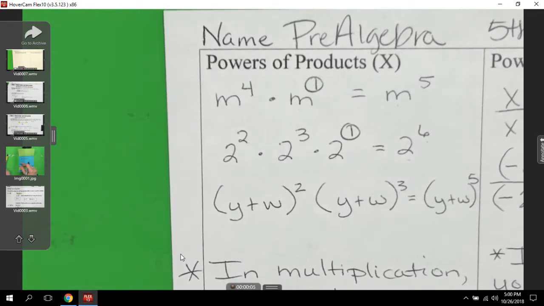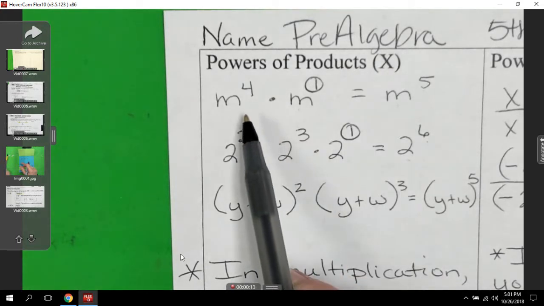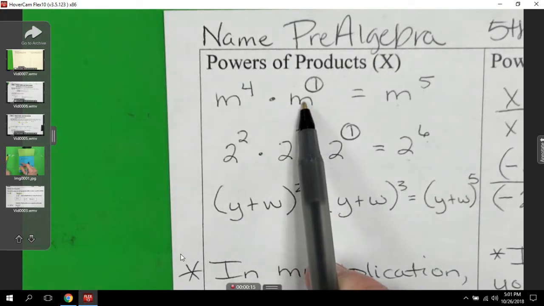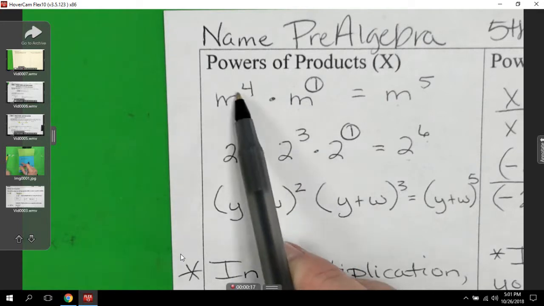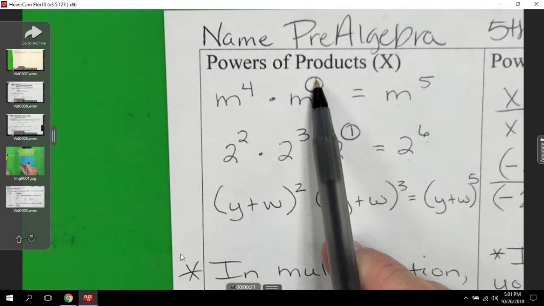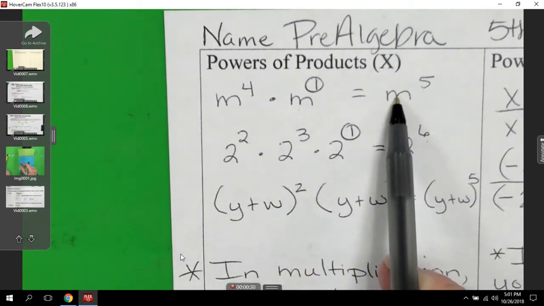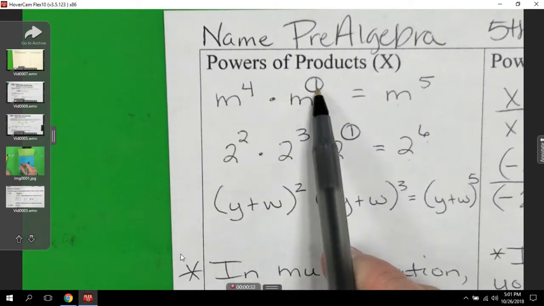All right, we're going to review lessons 9-3, multiplication. That's power of products. That's our multiplication. We talked about that when our base numbers are the same, we can add the exponents. This m didn't have an exponent at all, but we know that it's understood to be 1, so we wrote it in. M is our base number, and we added our exponents. 4 plus 1 is 5.